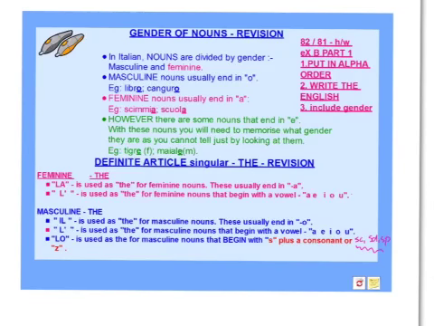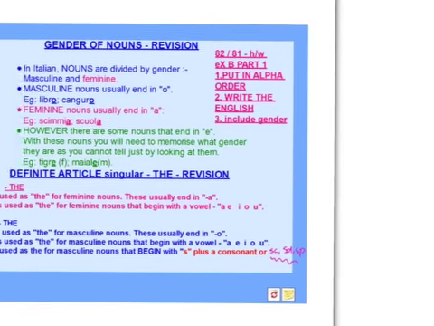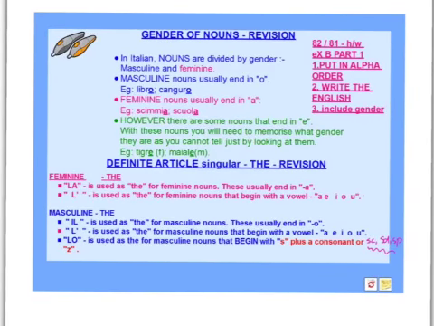Okay, so this is slide, I think it'll be slide 2 or 3, I made a mistake here, but essentially this is just a revision of what we did last year. In Italian, nouns are divided by gender, masculine and feminine. Generally, if the noun ends in an O, like it does here, it's masculine. If the noun ends in an A, it's feminine. There are some nouns that end in E, but you just need to remember which ones they are, and initially we give you the clue.